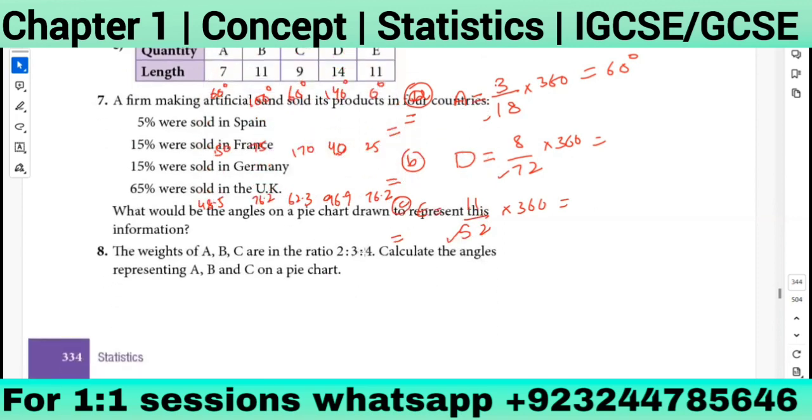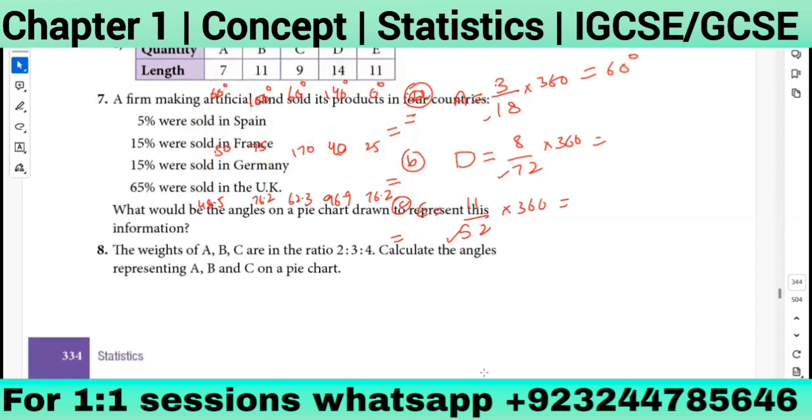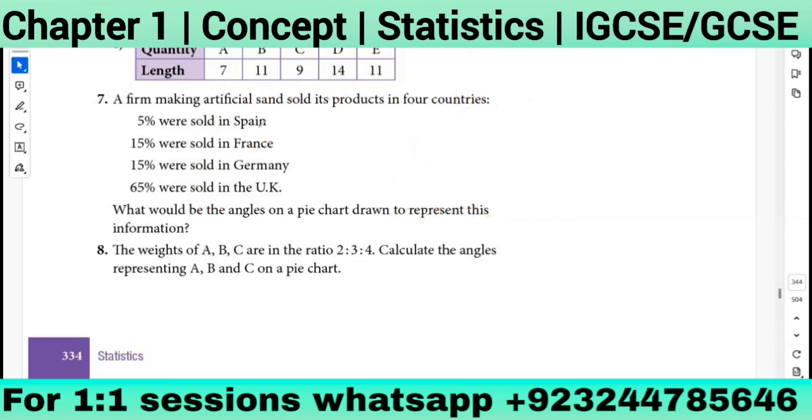A firm making artificial and solid products in 4 countries. 5% were sold in Spain, 15% were sold in France, 15% in Germany, and 65% in UK. What would be the angles on a pie chart drawn to represent this data? Now we are doing the opposite one. So how do we do the opposite one?